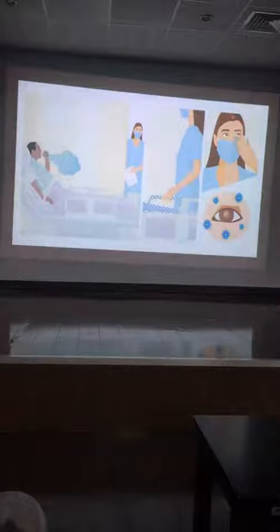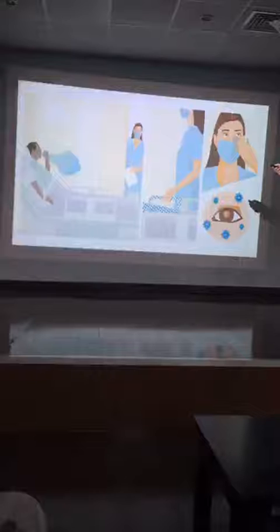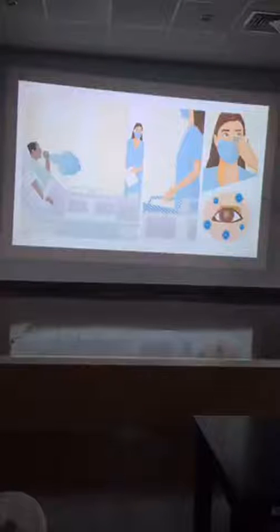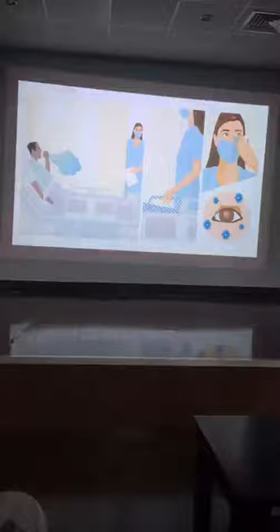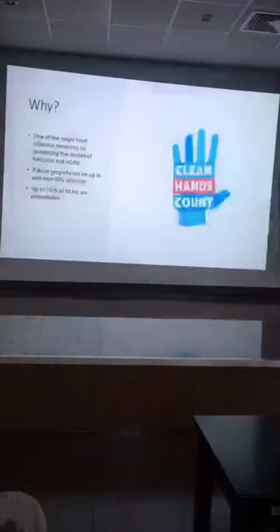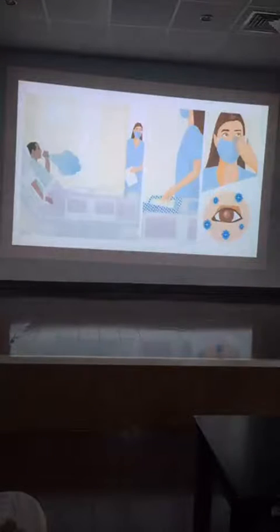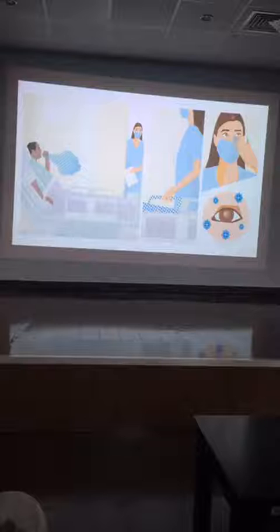So that's the portal of exit. The patient is coughing with a lot of infectious particles all over. This is the mode of transmission, and this is the portal of entry. And it can be vice versa.